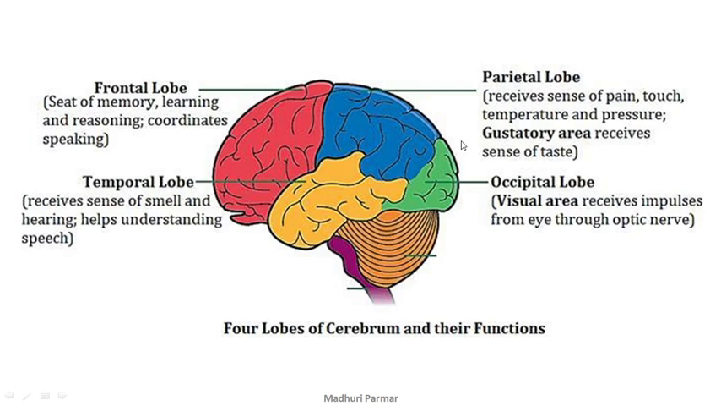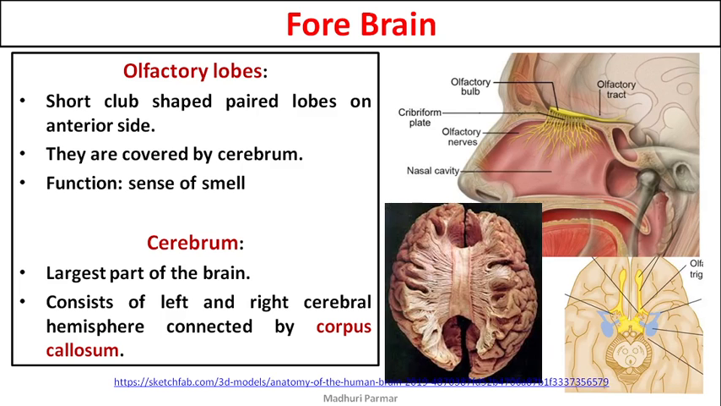Clear? Fine. So here we end today's lecture. We started with forebrain. Remember this. We have covered two parts of forebrain. The first one being your cerebrum, and the second one being your olfactory lobes. So these two regions we have already discussed, olfactory lobes and cerebrum.